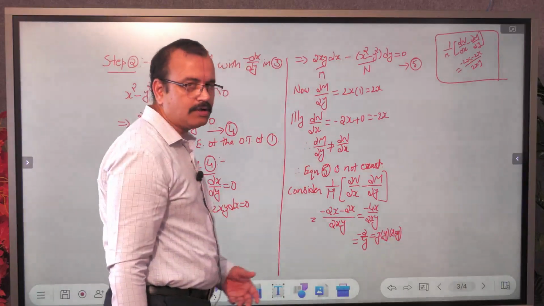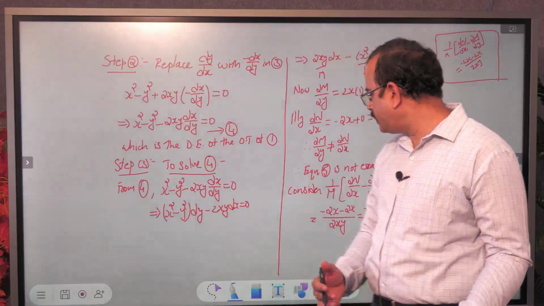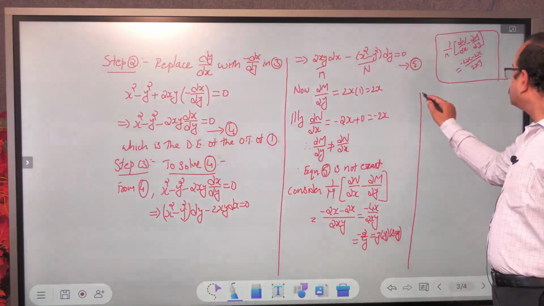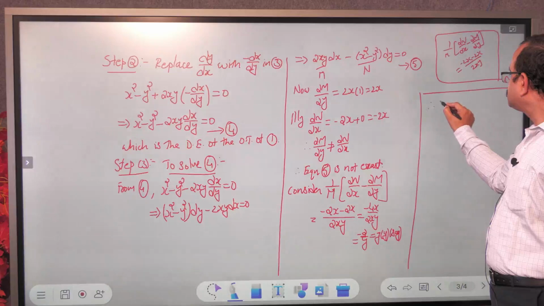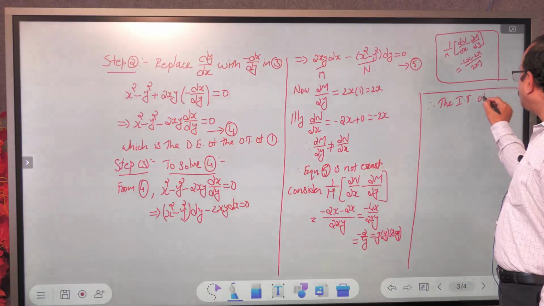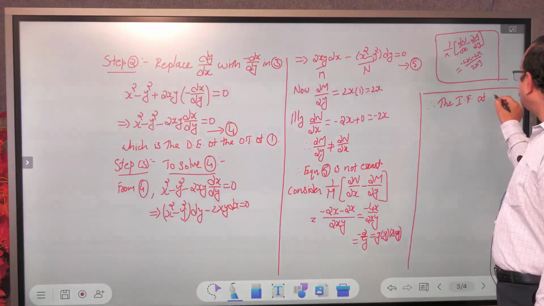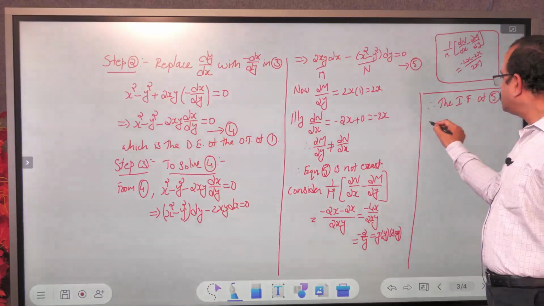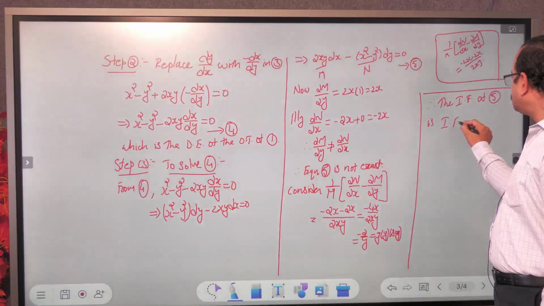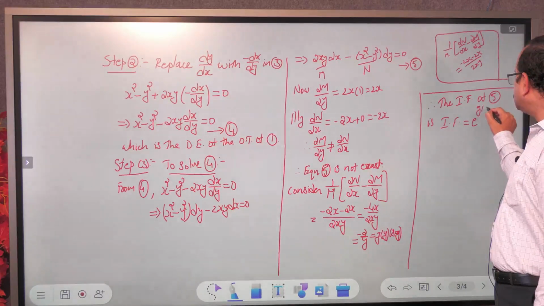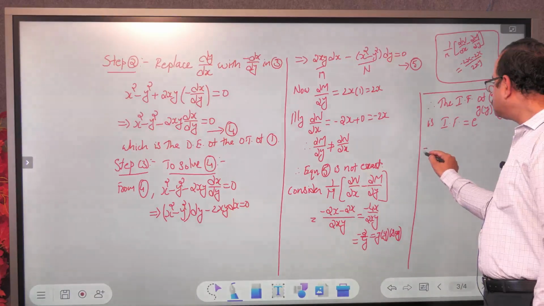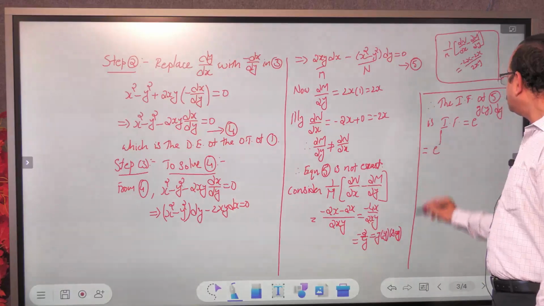Which is a function of y alone. So if you find it is a function of y alone, then we know the integrating factor. Therefore, the integrating factor of equation 5 is, what is that? IF is equal to e power integral g of y dy. This is the integrating factor. So this is equal to e power integral g of y.